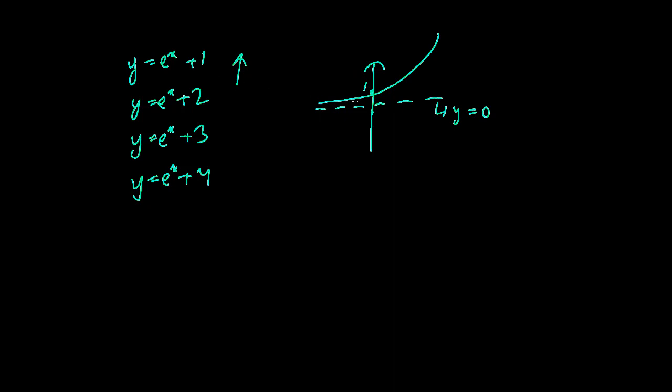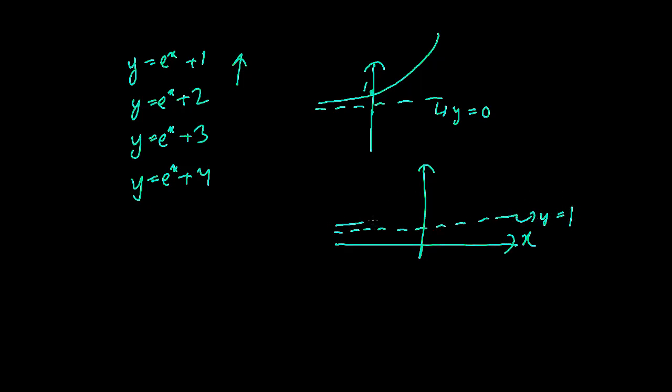So this is y equals e to the power x. When you have y equals e to the power x plus 1, the asymptote goes up by 1 unit. So if this is x, the asymptote goes up over here. It passes through 1. So this is y equals 1. And the entire picture goes up by 1 unit. So previously it cut the y-axis at 1. Now this is going to be 2.